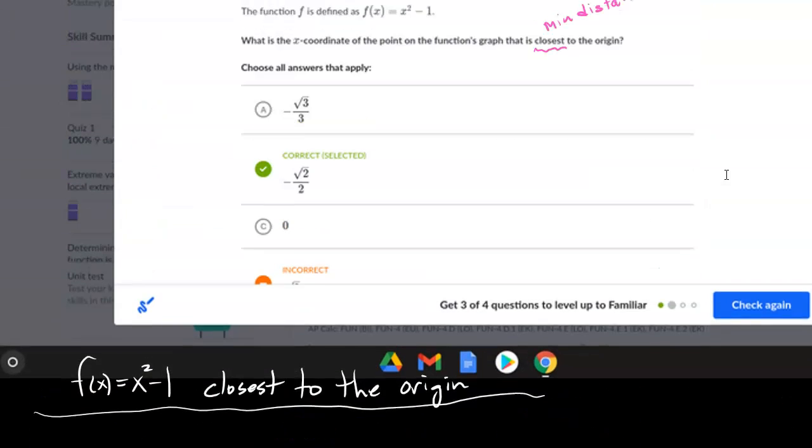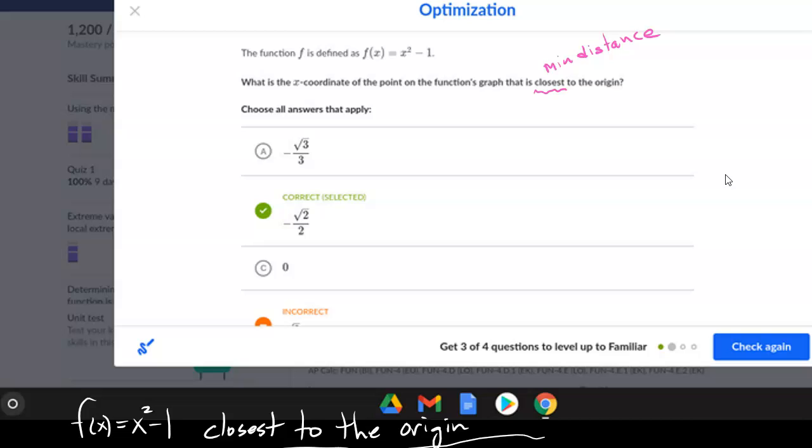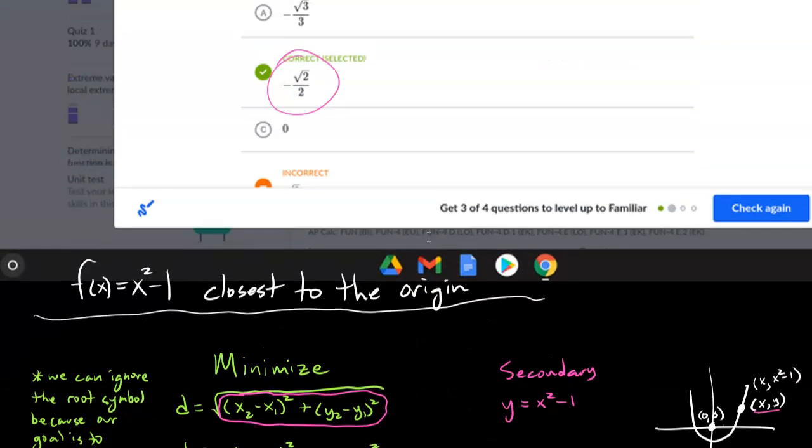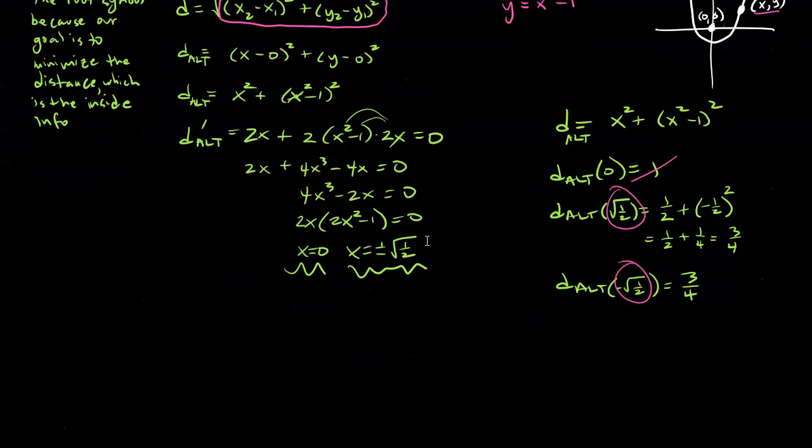Because I think this said x values. What is the x coordinate? So square root of 1 over 2, and it looks like the positive version wasn't even a choice on the multiple choice. It basically wanted you to pick which one up there it did, though.